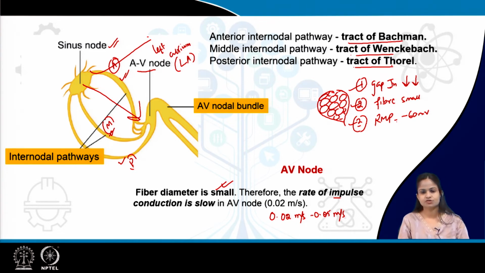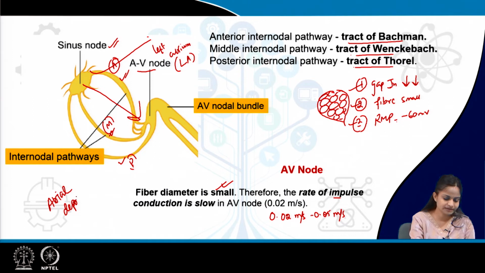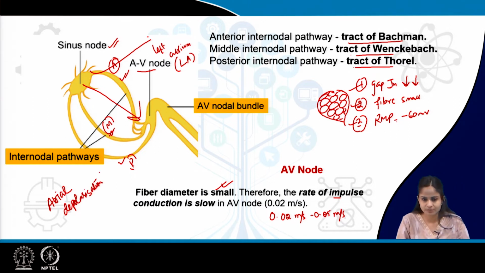So, the impulse traverses from the SA node to the AV node. This signifies nothing but atrial depolarization. So, when the impulse is traversing from the SA node to the AV node, this is atrial depolarization. That means now the atria will contract. Only the atria will contract because the atrial myocardium and the ventricular myocardium are separated by the annulus fibrosus, except the AV bundle where the depolarization is already slow. So, initially the atria will contract.